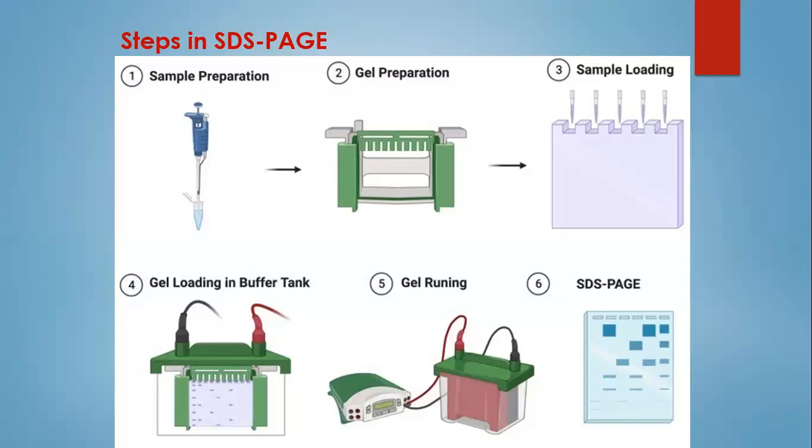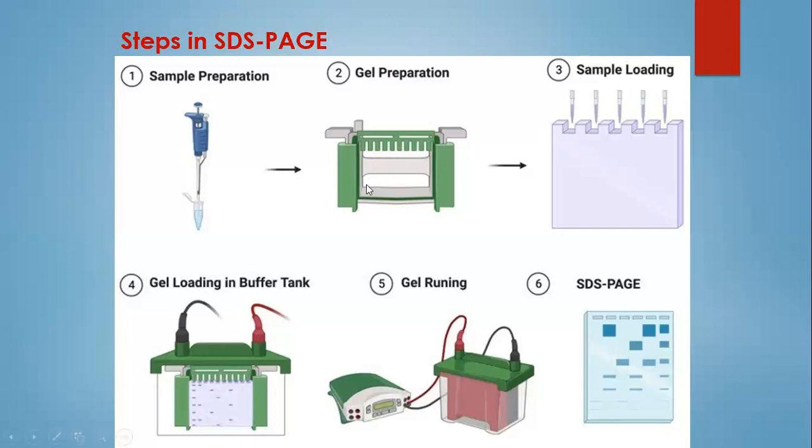Boil the sample for less than 5 minutes to completely denature the protein. Second step is gel preparation. All the reagents are combined except TEMED for preparation of the gel. When the gel is ready to be poured, add TEMED. The separating gel is poured in the casting chamber.